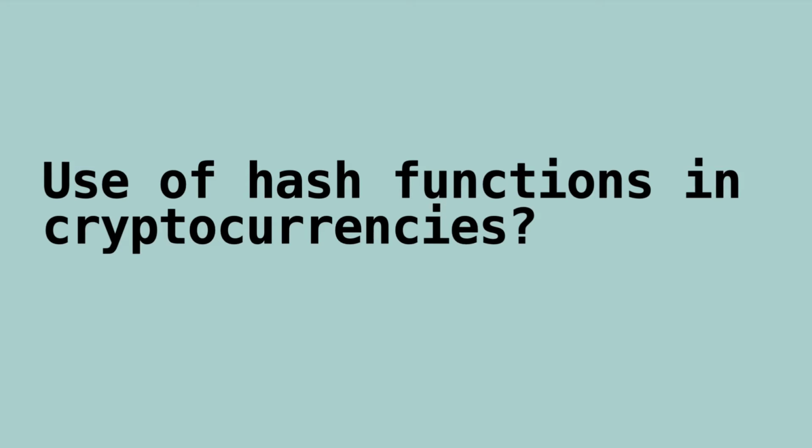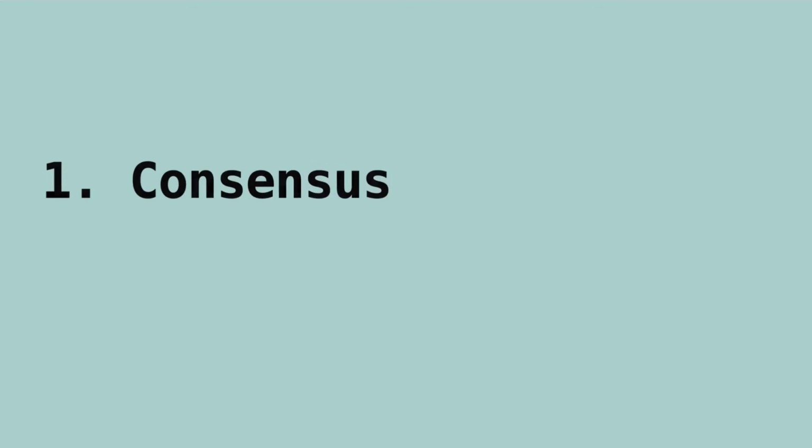There are two major purposes that hash functions serve. The first one is reaching consensus. Bitcoin is a currency. Like any other currency, it is used for transactions. In contrast to traditional currencies, there is no centralized institution keeping track of the transaction history, but instead, it is governed by numerous people around the world.